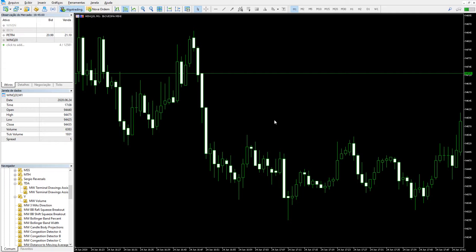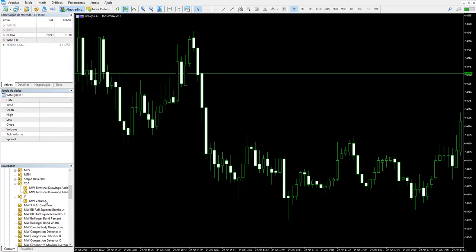And I'm here to present you my new work, my fourth work to be available in the MT5 market for free. And this is my MW Martinware volume indicator. It's a very simple indicator. It only shows in a more practical way the volume and a moving average over it.